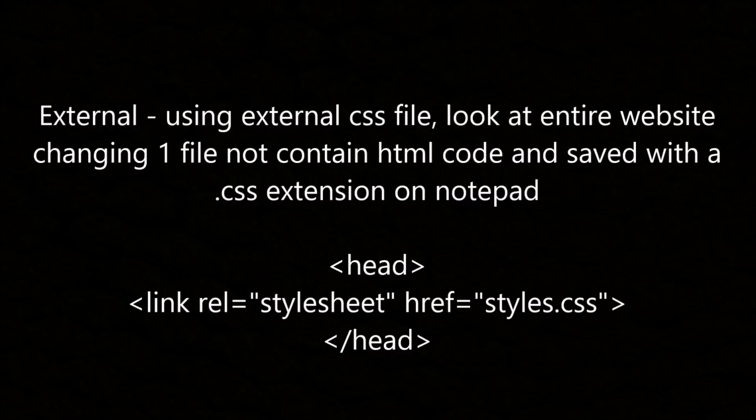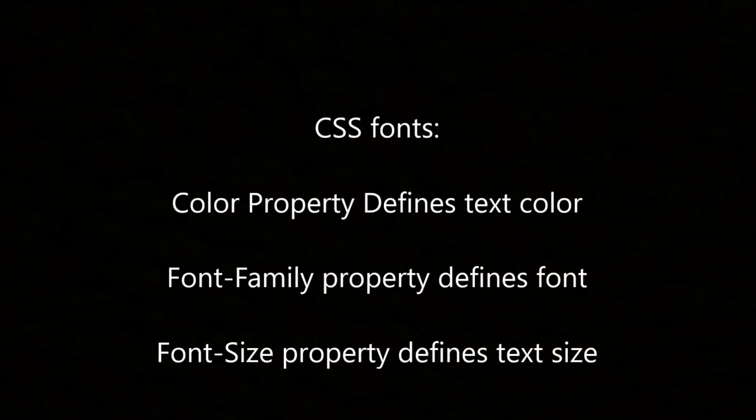External is using an external CSS file, looking at the entire website, changing one file not containing the HTML code, and it's saved with a .css extension on Notepad. So you go head, and then you link rel, your style sheet, and href is styles.css, and then you close your head fully. CSS font: the color property defines a text color, font family property defines the font, and font size property defines the text size.